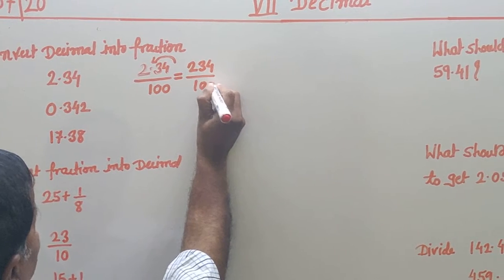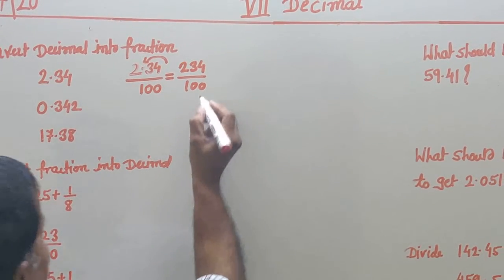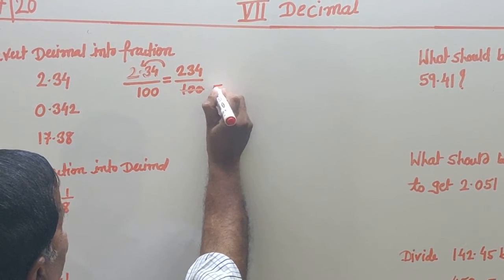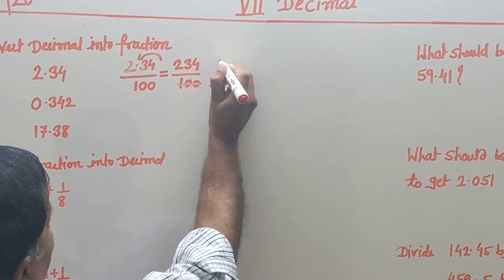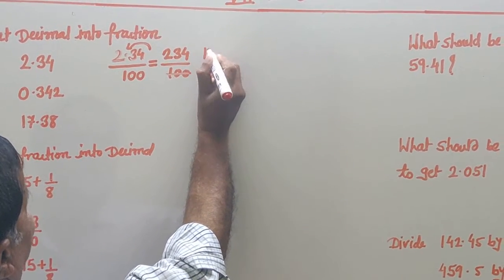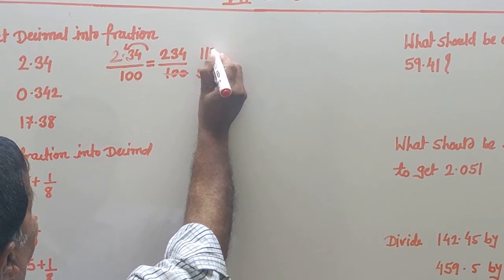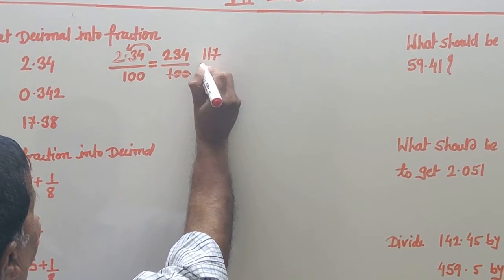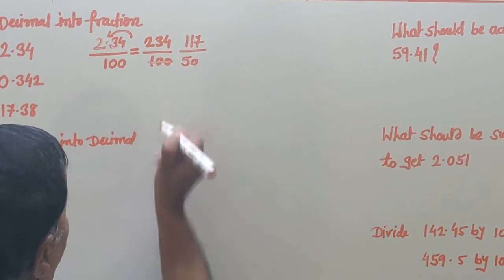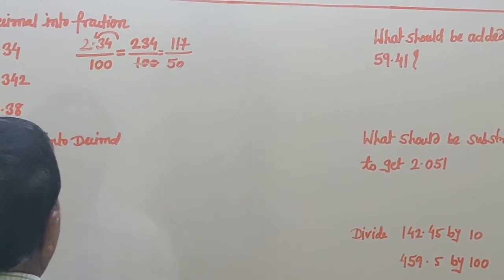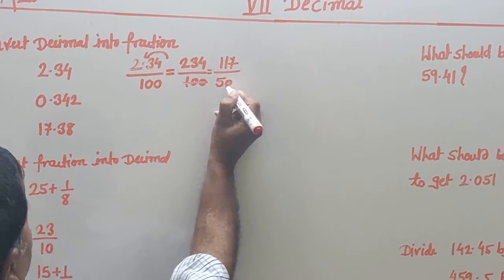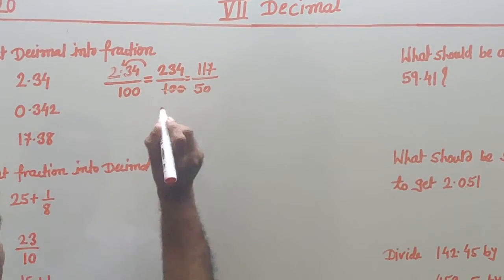Okay, now both the numbers are even, so I can divide both by 2. What will come here? 2 ones are 2, 2 threes are 6, 2 seventeens are 34... then 117 will come here. Now this is the required fraction, 117 divided by 50. Now this is an even number, this is an odd number, so stop.